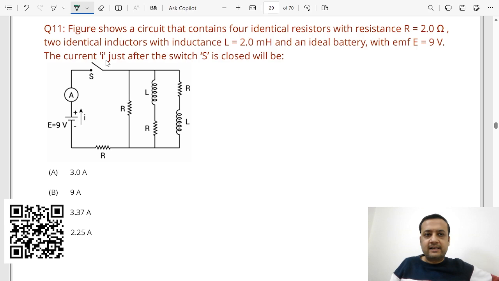All right, let's see this question here. Here we have been given four resistors each of 2 ohms and two inductors each of 2 millihenry. The battery is 9 volts. We have to find the current I just after the switch is closed.